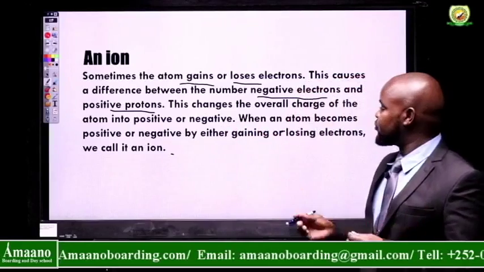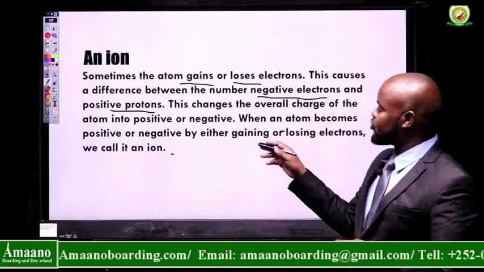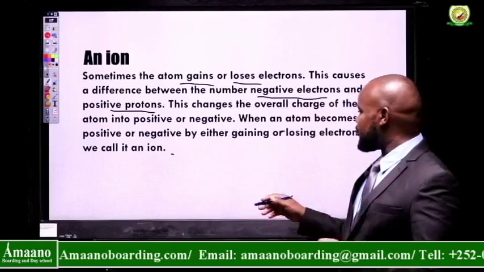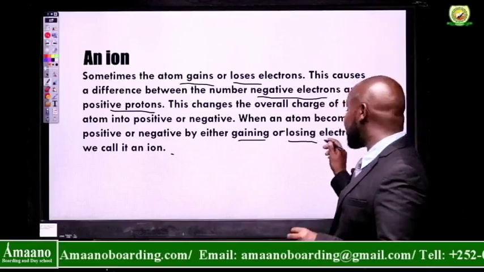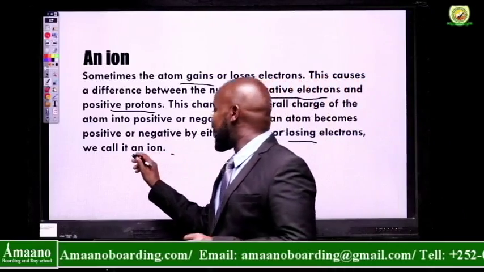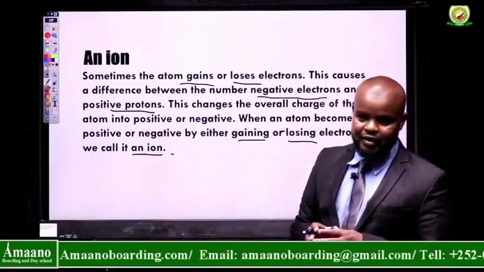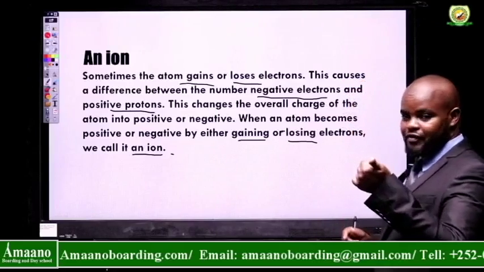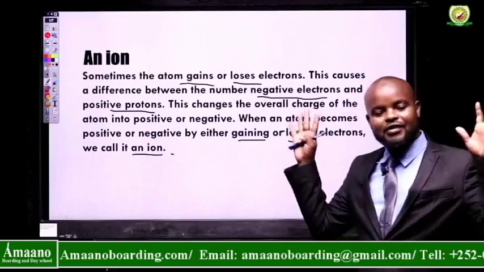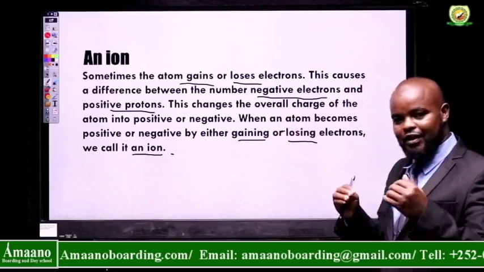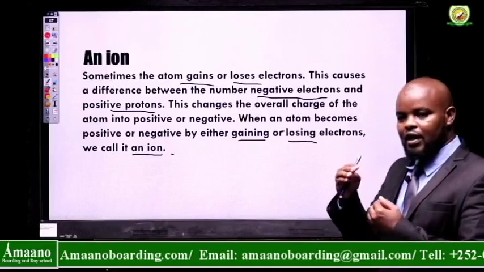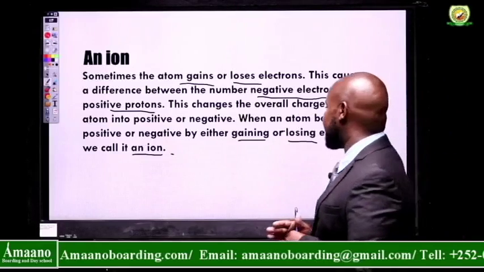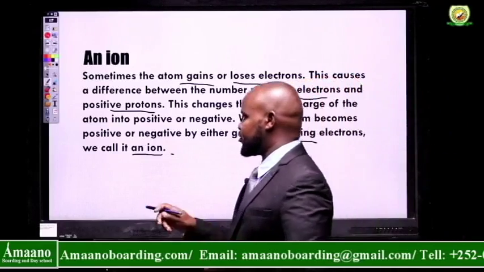It depends, right? When an atom becomes positive or negative by either gaining or losing electrons, we call it an ion. So what's an ion? The atom, when it loses or gains electrons, becomes an ion. So an ion is an atom that has either gained or lost one or more electrons, right? I think that is understandable and very easy.